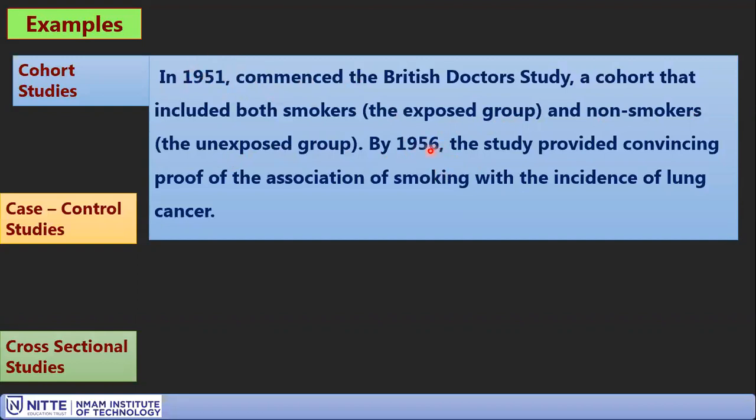At the end of 5 years, they could gather a certain amount of information. Remember, the experiment is not in the researcher's hand; they are observing it. As the cases come, they are adding up the information. So it's not in the control of the researcher. In 1956, the study provided convincing proof of the association of smoking with the incidence of lung cancer.